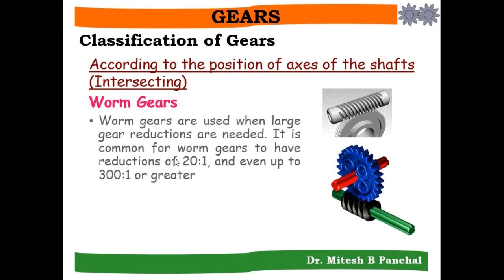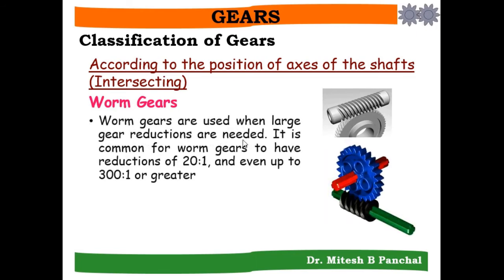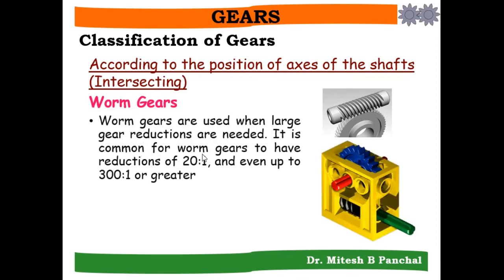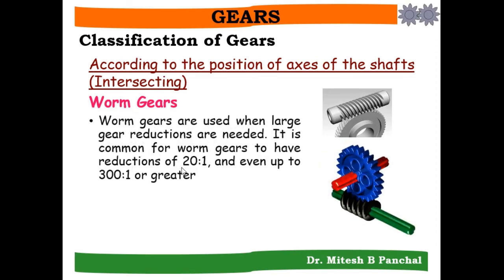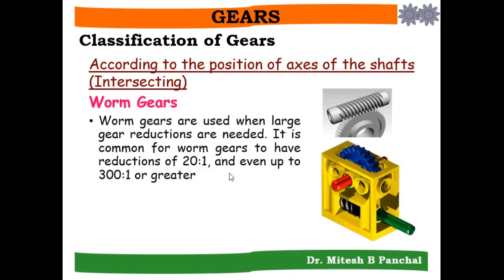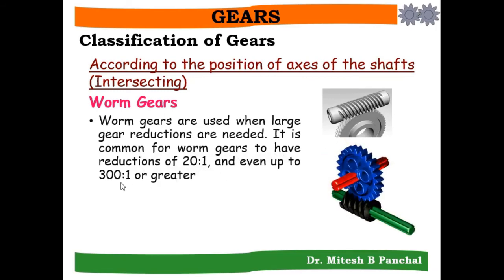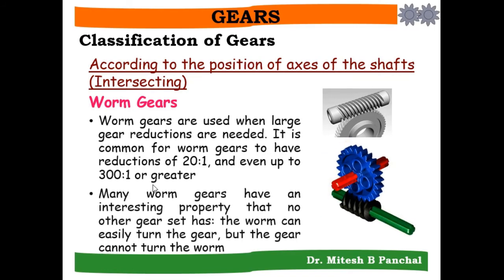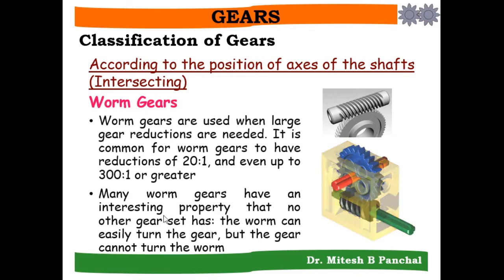Next is the worm gear. Worm gears are used when large gear reductions are needed. It is common for worm gears to have the reduction of 20:1 and even up to 300:1 or greater. It is possible using the worm gear. So for the high speed reduction, we generally prefer the worm gear.